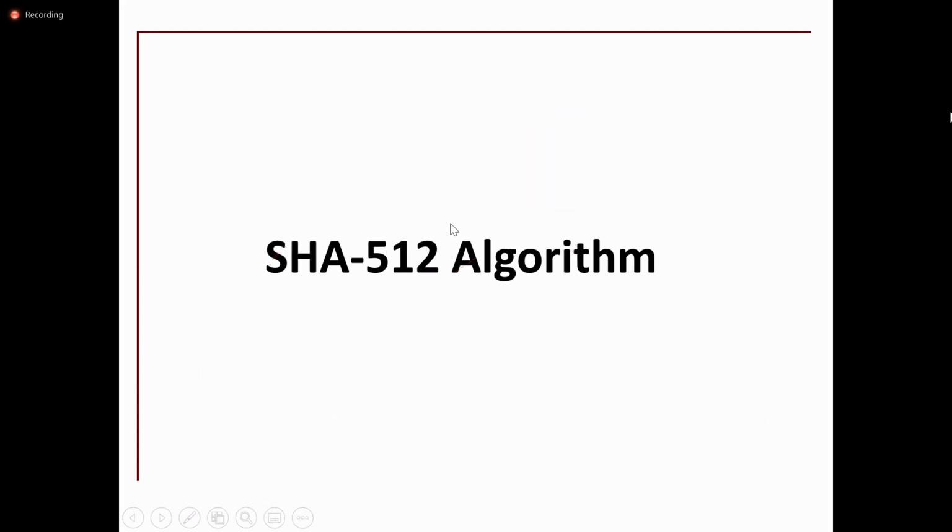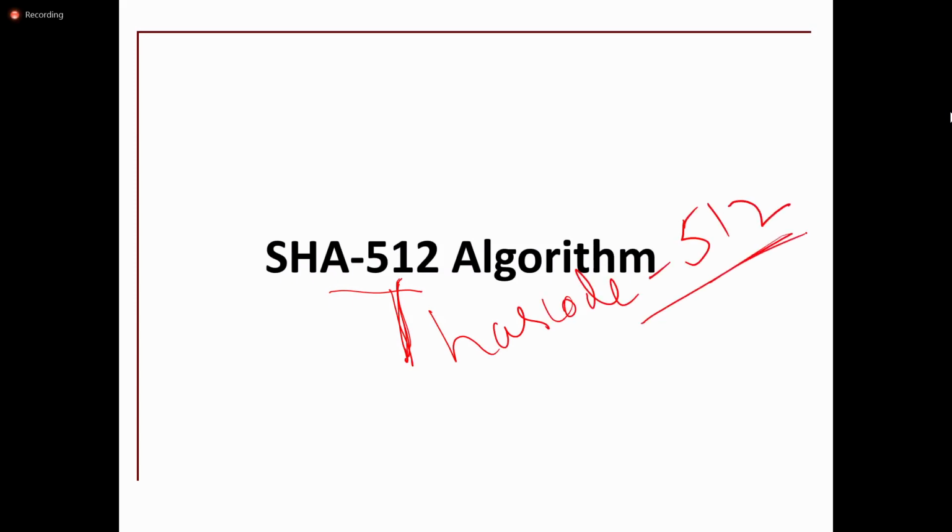Now we'll discuss the SHA-512 algorithm. As the name specifies, 512 is the length of the hash code. Hash code length is 512 bits. It produces a 512 bit hash code irrespective of the length of the message, whatever the message size is. So it produces a fixed length 512 bits output. That is called the hash code.